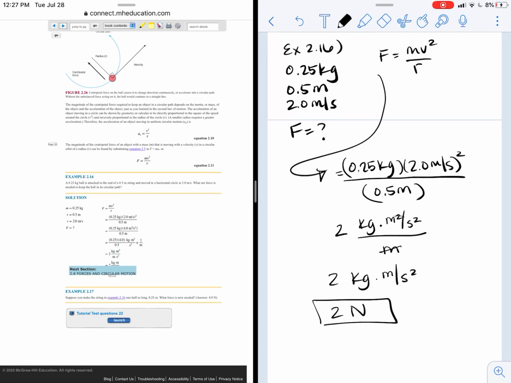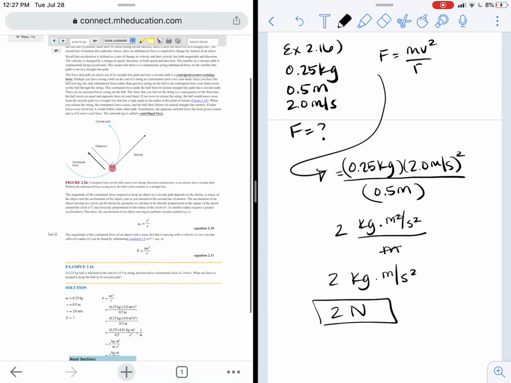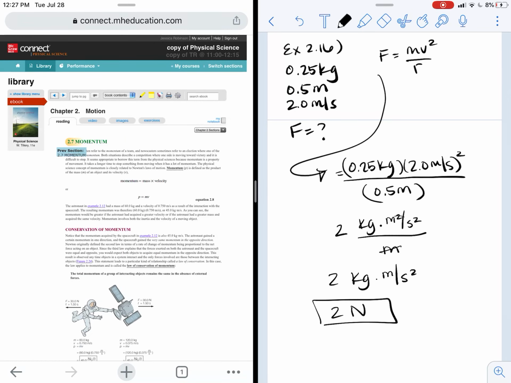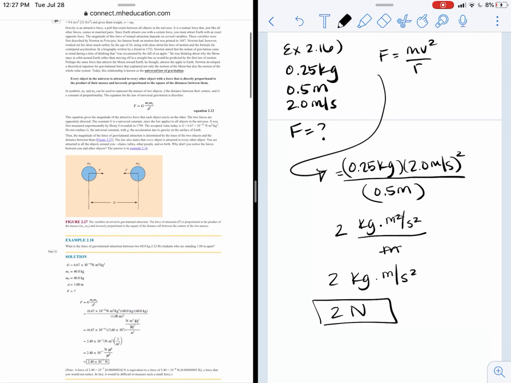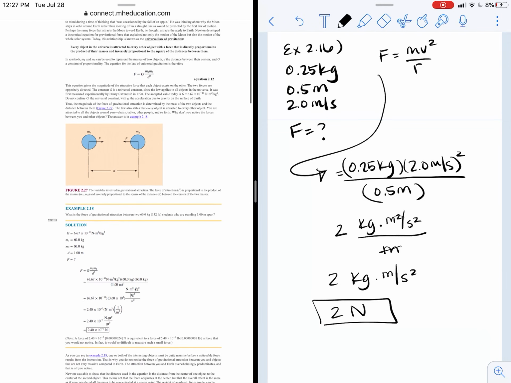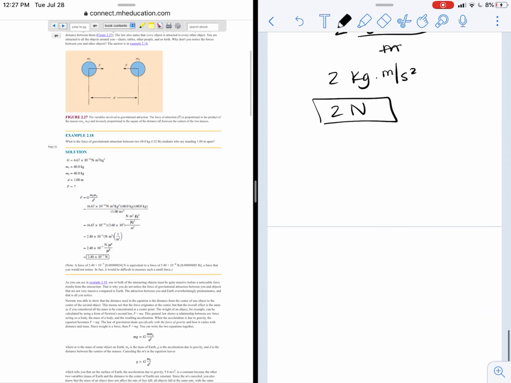So that's a good example of how to do something that's talking about force that's involving circular motion. All right, so now I'm going to go on to the next page. Nope, didn't want to go to the previous, I want to go to the next. It starts talking about Newton's law of gravitation. We'll look at example 2.18.